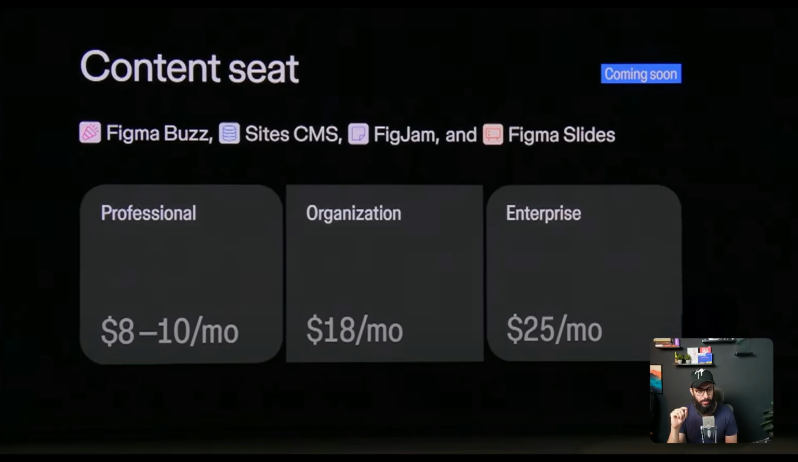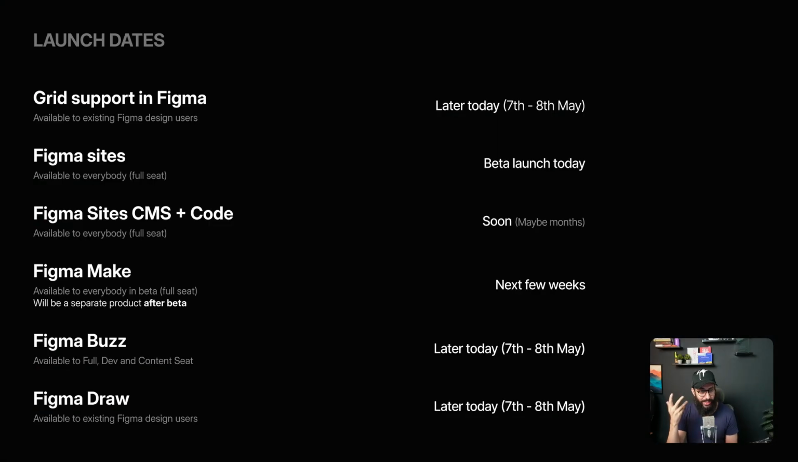Now, coming to some of the other things, like, for example, when exactly you're going to get your hands on these features. Grid support in Figma is going to be available for all Figma Design users later today, so 7th or tomorrow. Figma Sites is also going to be available to everybody, based on my understanding. Obviously, linking a custom domain or additional features may cost you a bit more. So it's going to be available later today as well, today or tomorrow, hopefully.